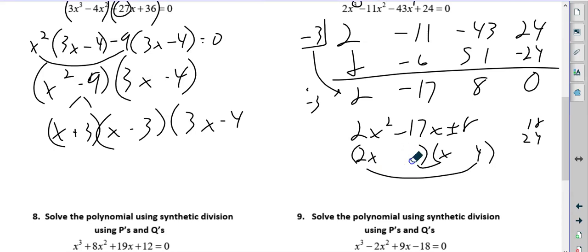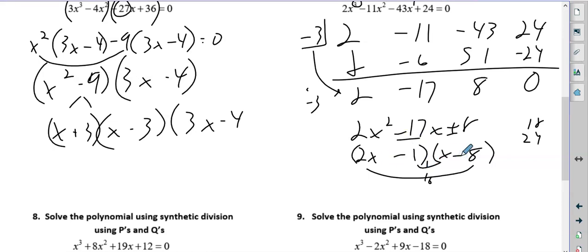So I need to try again. Let's try 4 and 2. Well, that gives me 4 and 4, which is 8. That doesn't work. So let's try 1 and 8. 2 times 8 is 16. That's 1. That does give me 17. It has to be negative, so they're both negative.